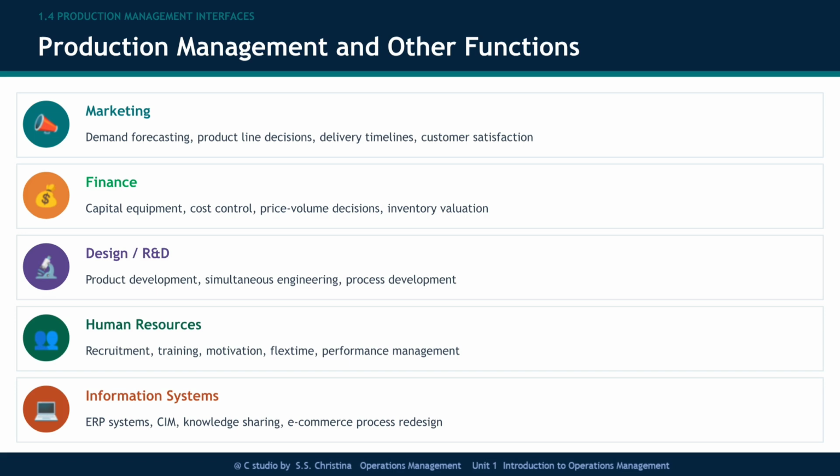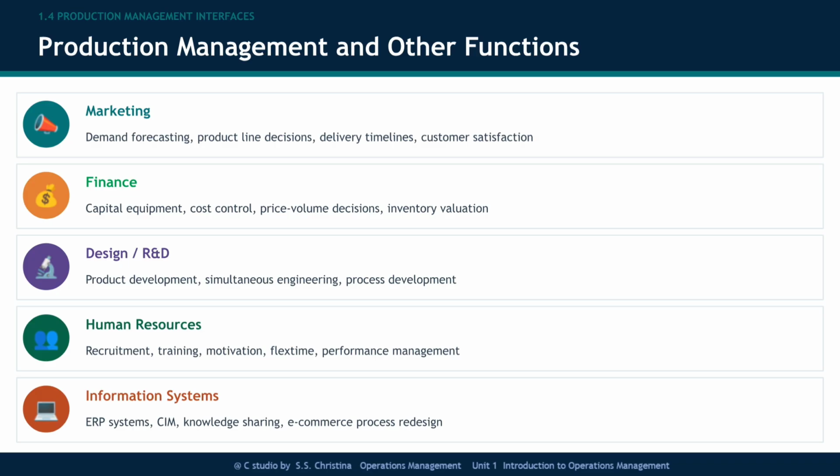Fourth, human resources. Production relies on people. HR handles recruitment, training, motivation, and increasingly flexible working arrangements. In services, customer-facing HR decisions directly determine customer perception.